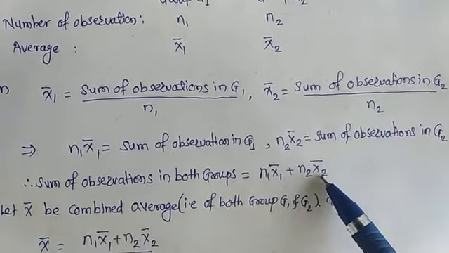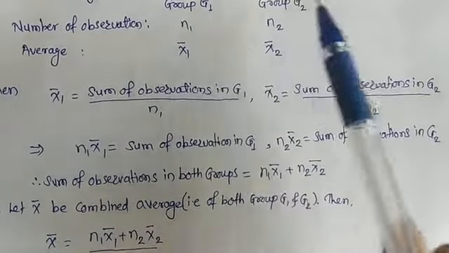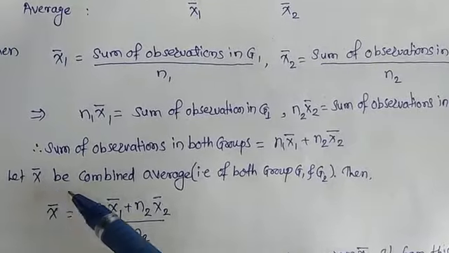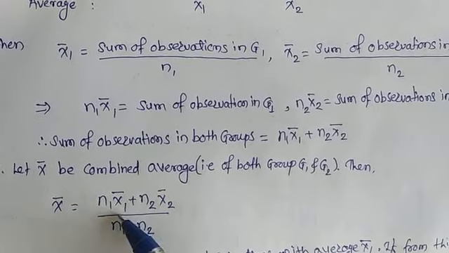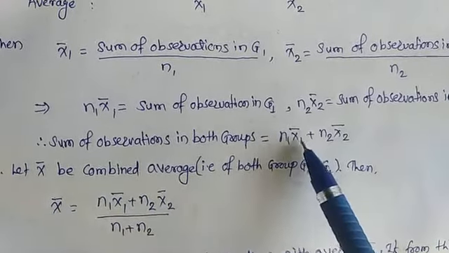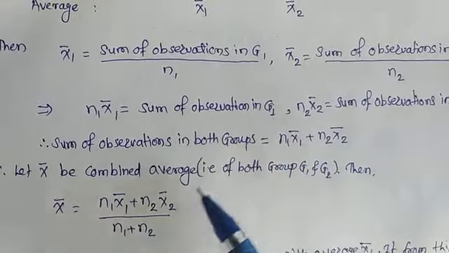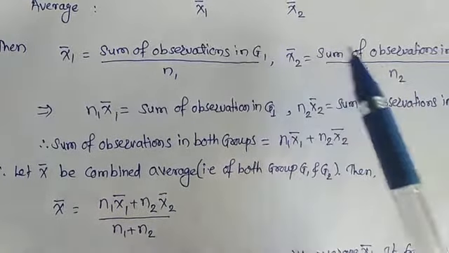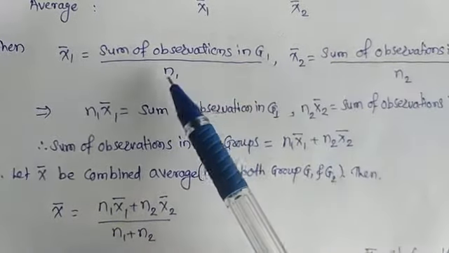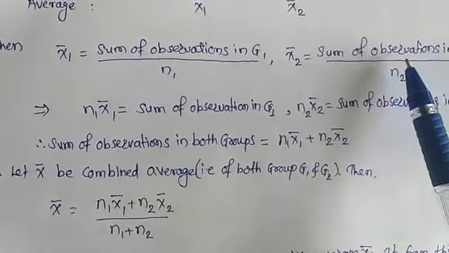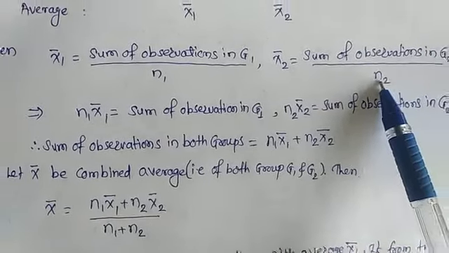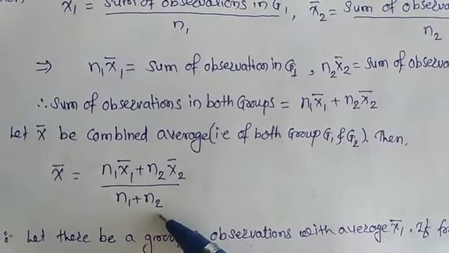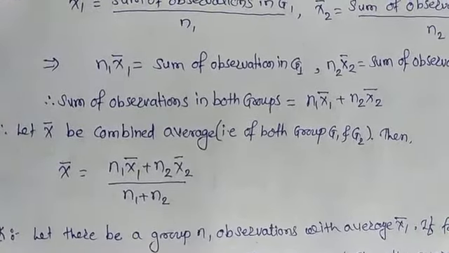Now the average of both groups, which we consider as X bar, is equal to N1 X1 bar plus N2 X2 bar, which is the sum of observations in both groups, divided by the number of observations in G1, which is N1, plus the number of observations in G2, which is N2. So we add N1 plus N2 in the denominator, which gives the combined average of groups G1 and G2.